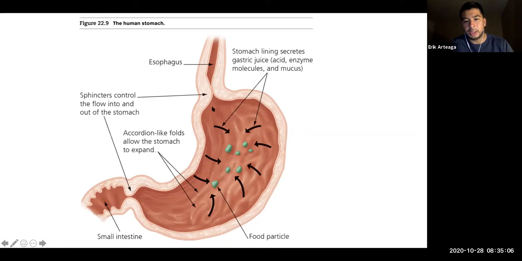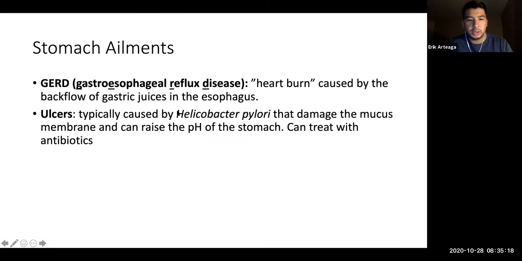Okay, but this can be leaky if you're constantly filling your stomach up over the amount that it can hold. So if you overeat, essentially, you can cause pressure to form, and then the food will come and spill up with those digestive juices. Ulcers, typically caused by Helicobacter pylori, damage the mucous membrane and raise the pH of the stomach. So this is going to be lowering the amount of acid that's there.